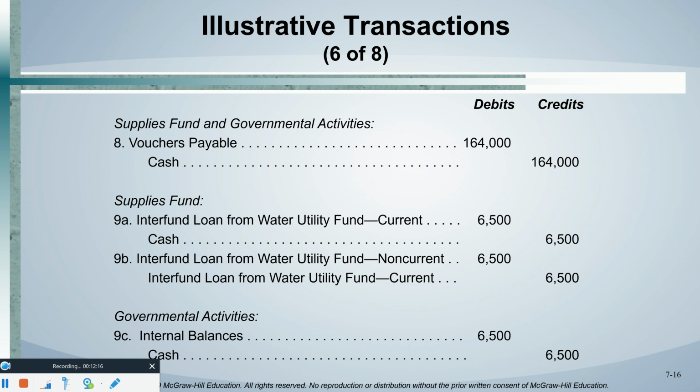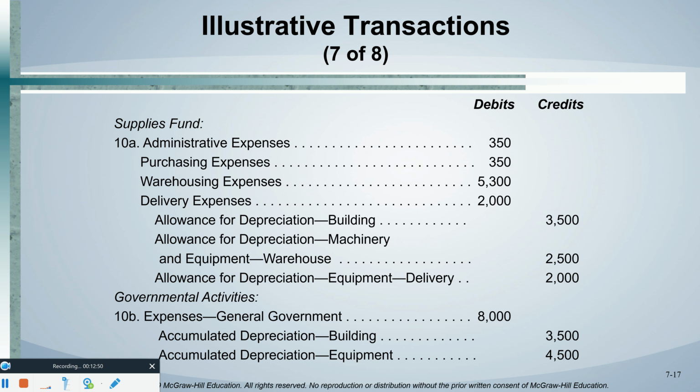So we will debit the non-current long-term liability to reduce it, and we will credit the current liability to increase it. And once again, at the same time that the supplies fund is paying down the loan in journal entry 9A, we can see the government-wide statements is recording journal entry 9C at the same time by debiting this new account, as I explained a few moments ago, internal balances, and crediting the cash.